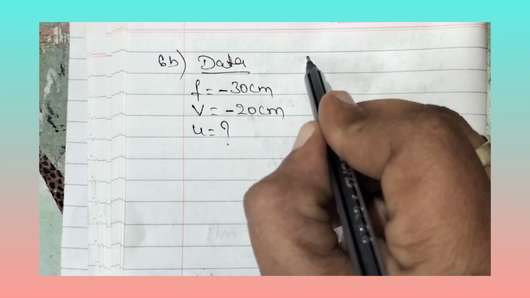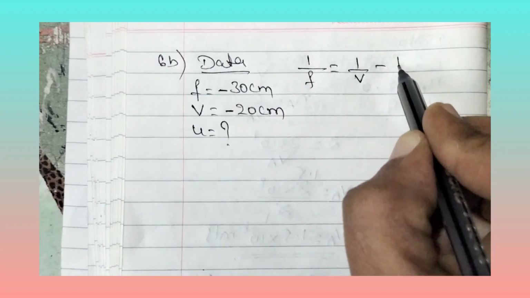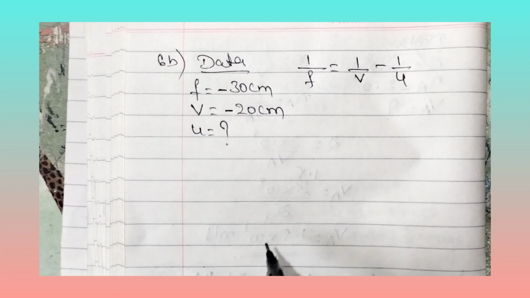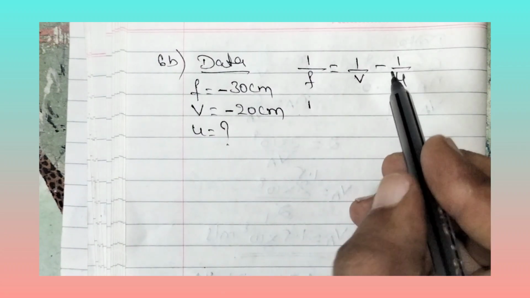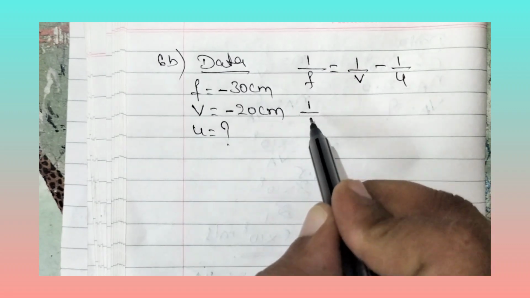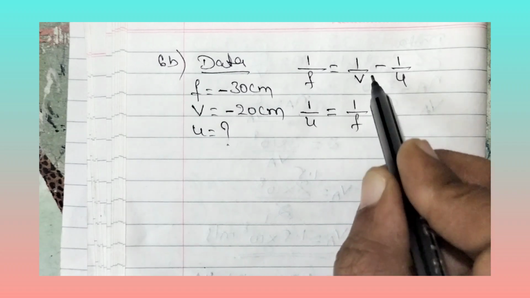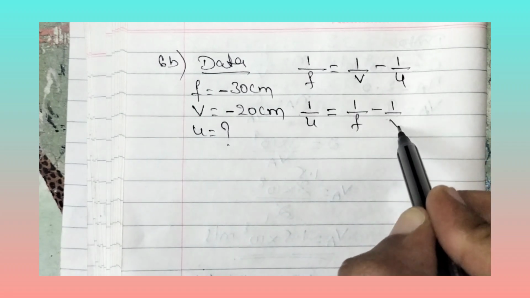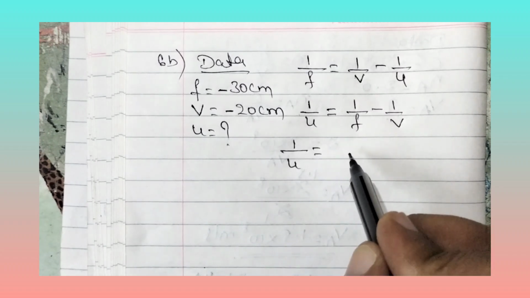So what is the relation? 1 over f is equal to 1 over v minus 1 over u. We want u, so let us shift this to this side. Minus 1 over u becomes plus 1 over u is equal to 1 over f, plus 1 over v becomes minus 1 over v.